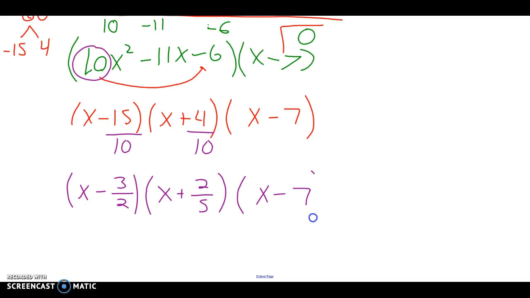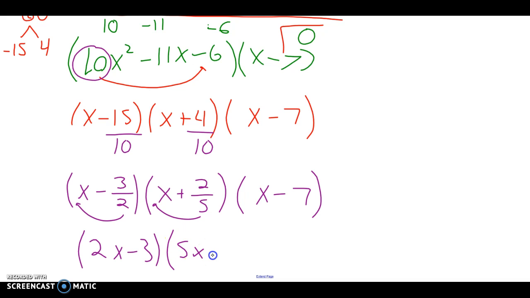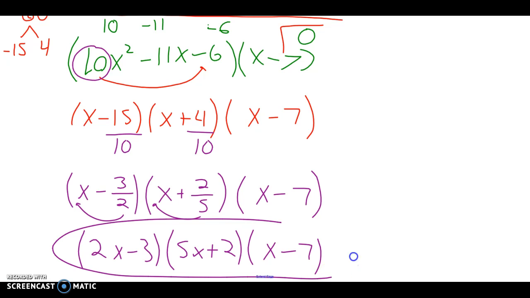And then you can do bottoms up. So my final factored answer is going to be 2x minus 3 times 5x plus 2 times x minus 7. Those are my final factored answer.